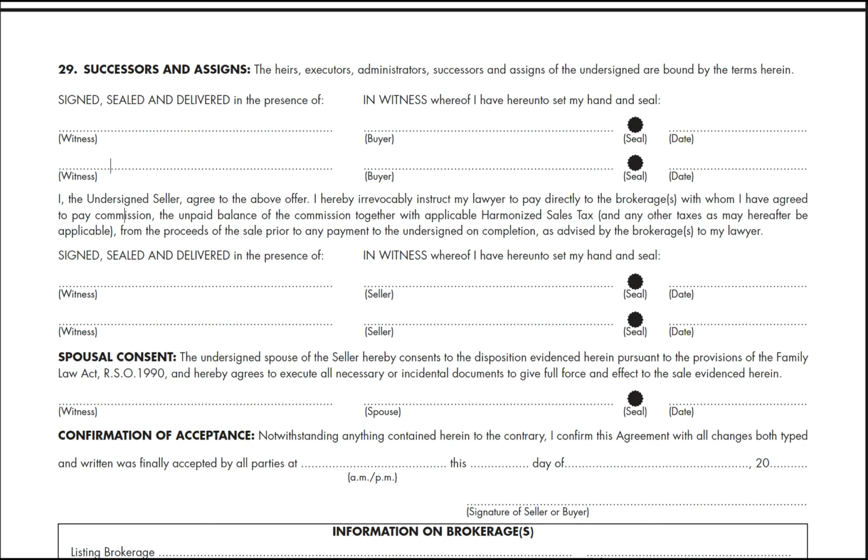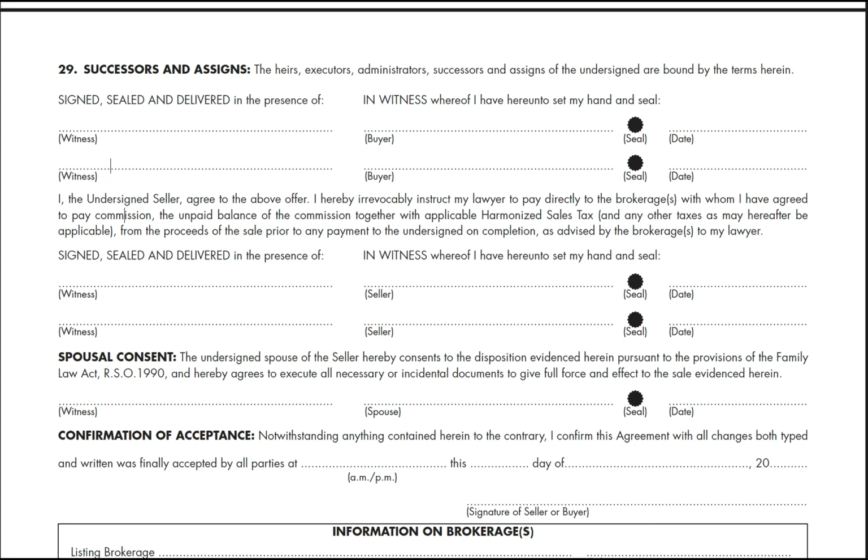So this clause applies to the Family Law Act, which states that a family home cannot be sold without spousal consent, and even if only one spouse is on title, the other spouse must agree to the sale. If the seller is legally divorced and has sole ownership, spousal consent is not required.